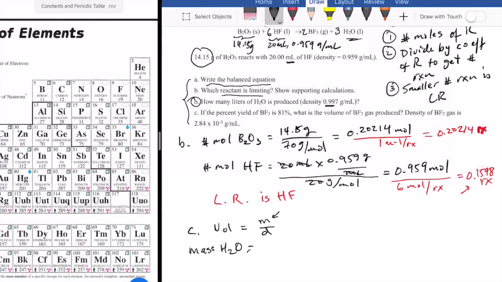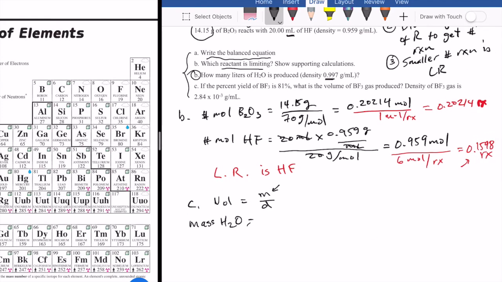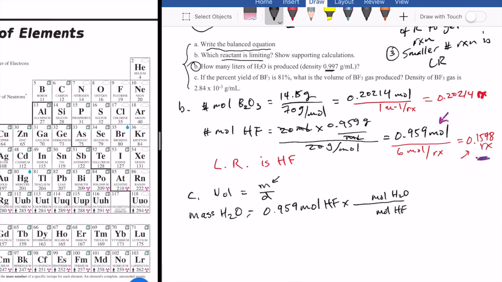To do that, remember you're going to use your limiting reactant, which is HF. And the number you're going to use is not the red number here. You want to use this number right here as your starting number to calculate, because that's the actual number of moles of your HF. Then you multiply this by the relationship between HF and H2O, your mole-to-mole ratio or your stoichiometric relationship. Go back to the balanced equation; we find that that's 3/6. And then to convert that to mass, we're going to need the molar mass, which is 18 grams of H2O per mole of H2O.